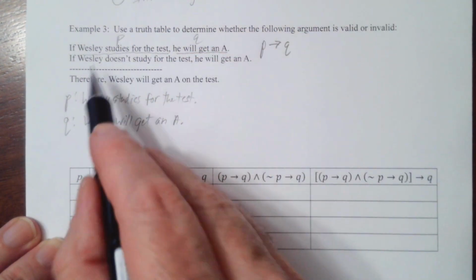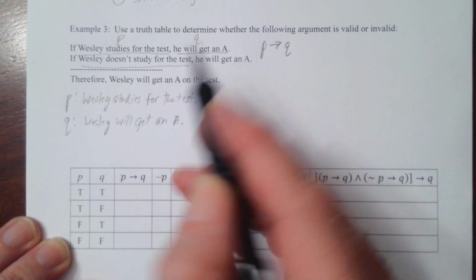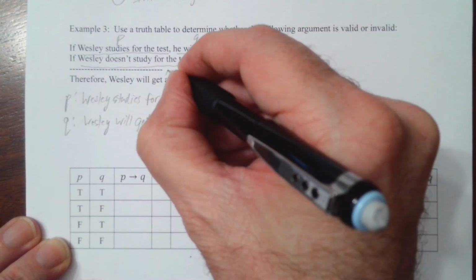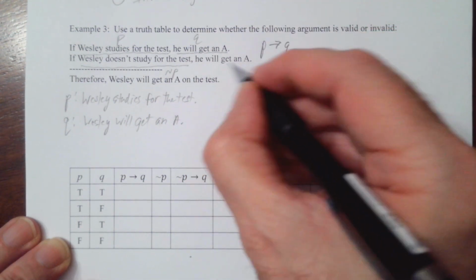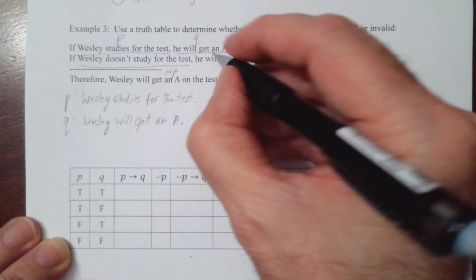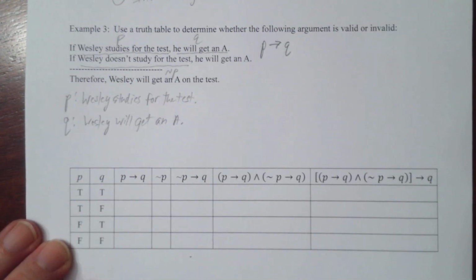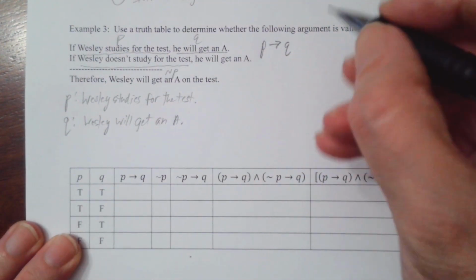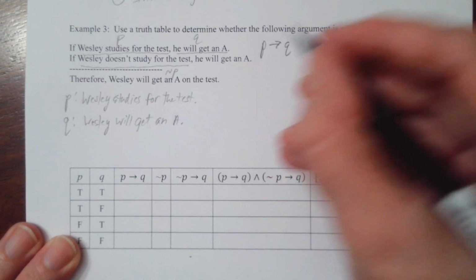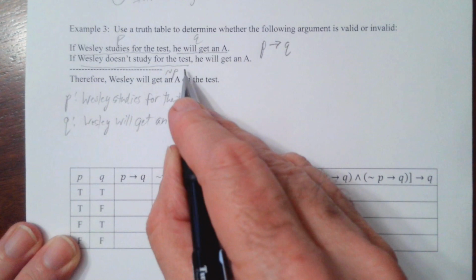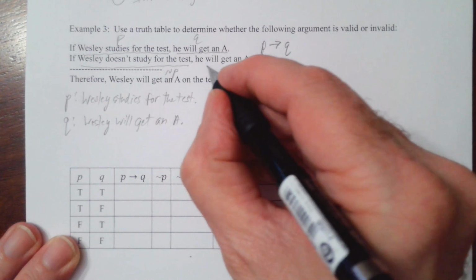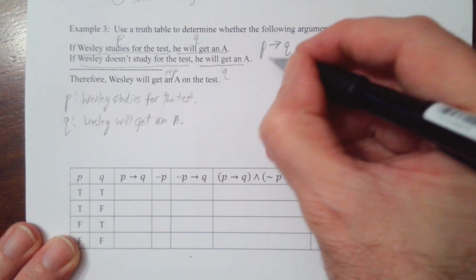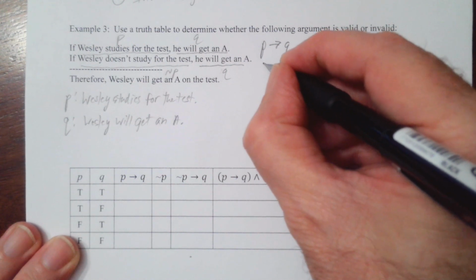If Wesley doesn't study for the test, so notice that's not P, he will get an A. He will get an A, that's statement Q. So here we have another if-then statement.